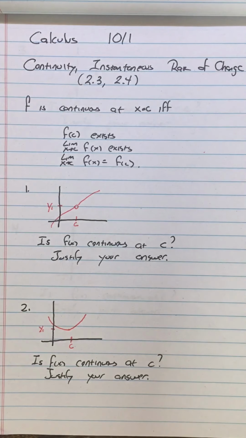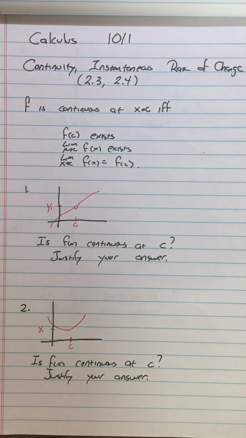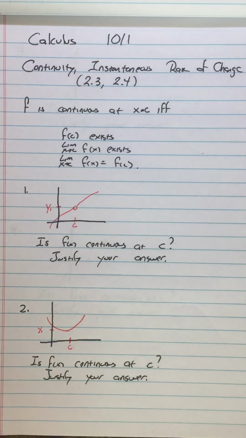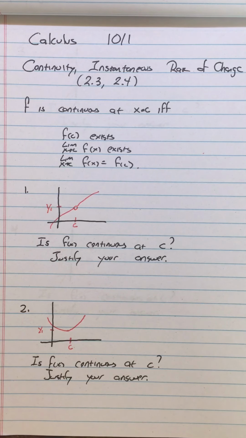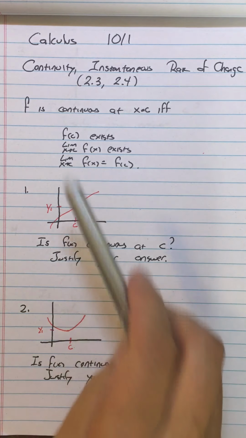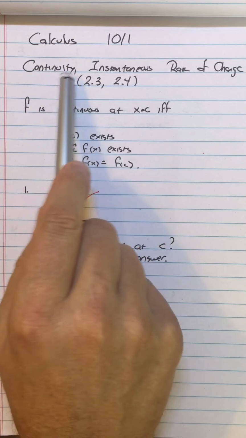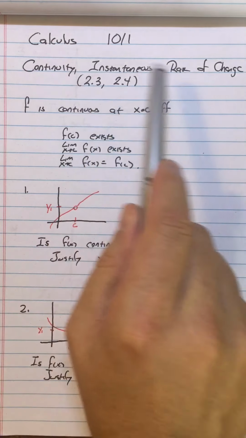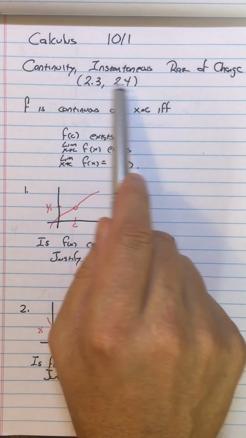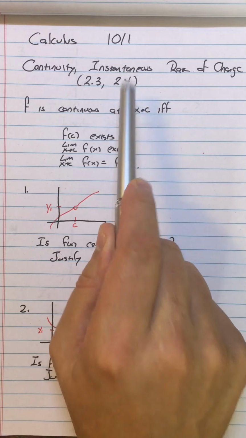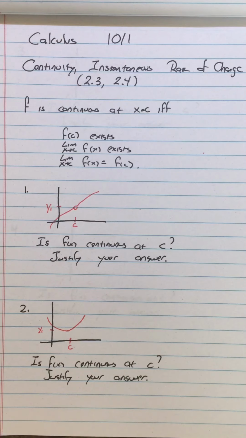So I've been talking on and off about continuity. I've been mentioning a function is continuous under certain conditions, and we're going to just really sit down and formalize that concept now. So these are our topics. Continuity is going to be section 2.3 in your book, and then instantaneous rate of change, which is 2.4 in your book, but we're not going to use the book for that because we already did instantaneous rate of change. We are going to use the book for continuity, 2.3.